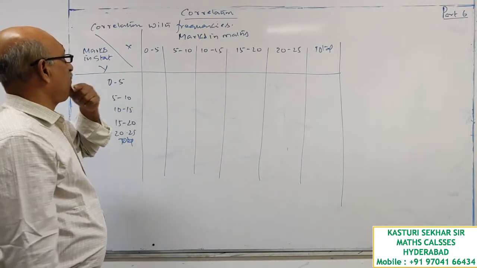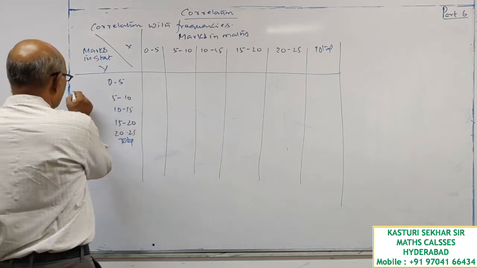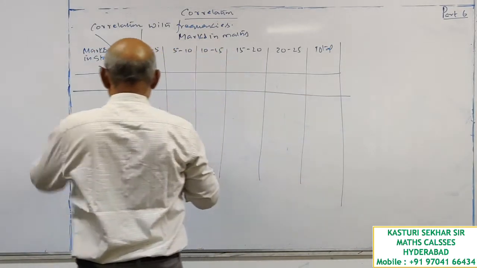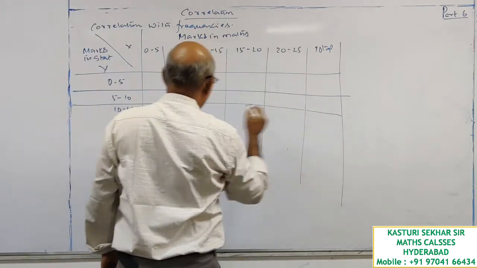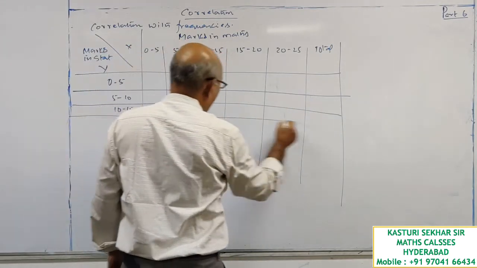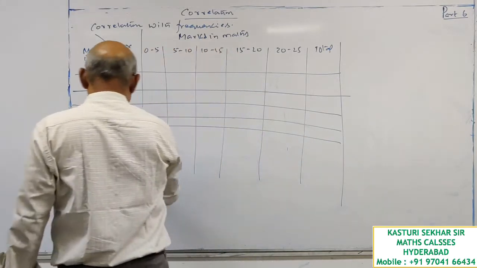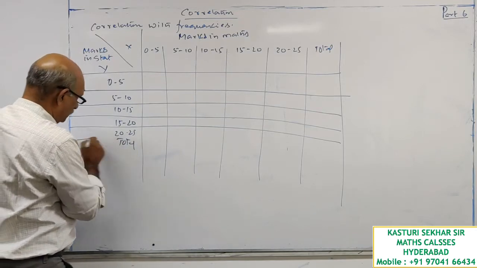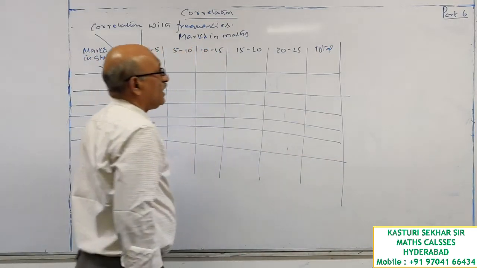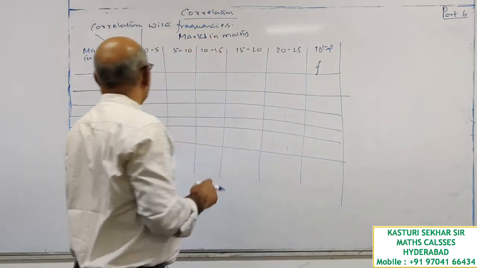So the first variable, variable x, is having how many classifications? 1, 2, 3, 4, 5. 5 classifications we have for variable x. Similarly, 5 classifications we have for variable y. This is frequency.